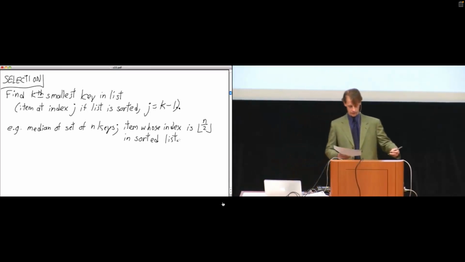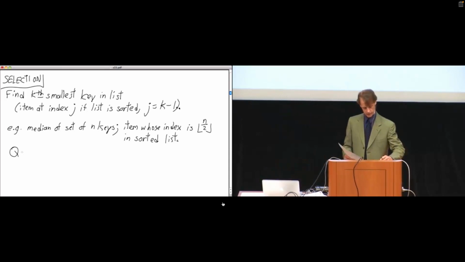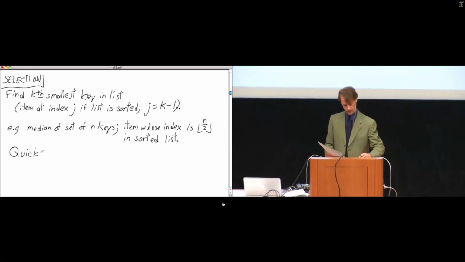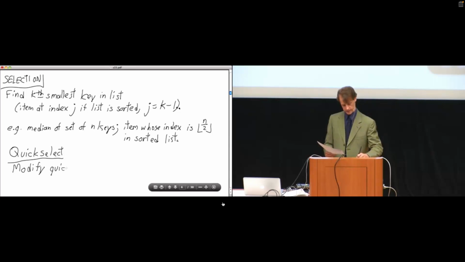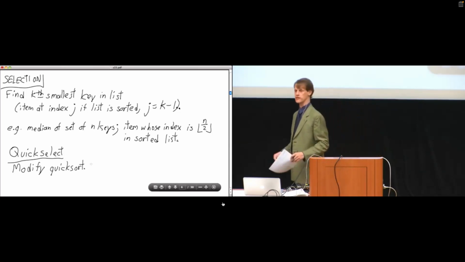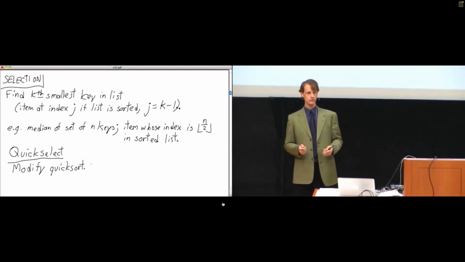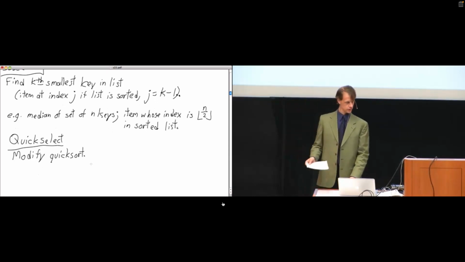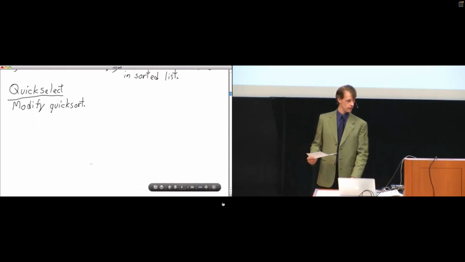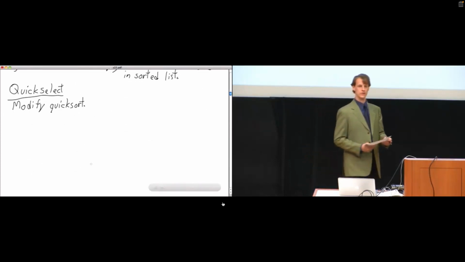We are going to use an algorithm called quickselect, which is a modification of quicksort. So we take the quicksort algorithm as we've seen it, and we make some small changes. The most important change is that whereas quicksort calls itself recursively twice, quickselect will only call itself recursively once, either on the left partition or the right partition, but never both, and therefore it will be faster than quicksort.